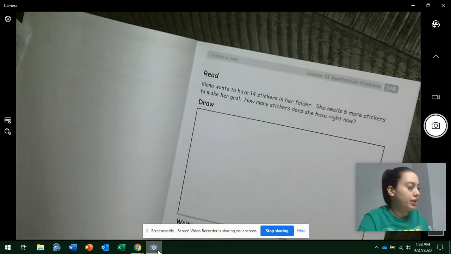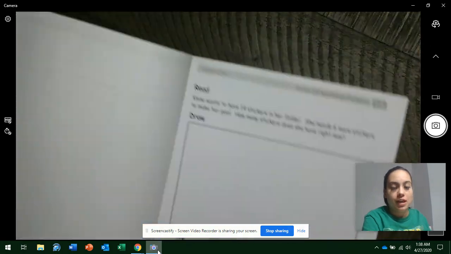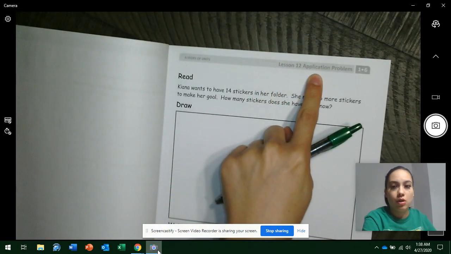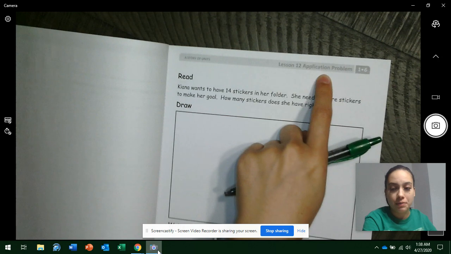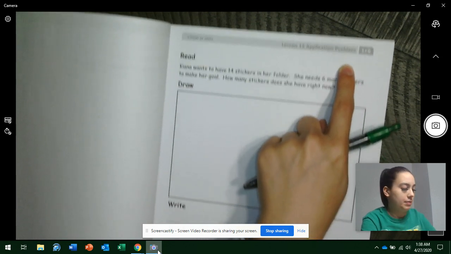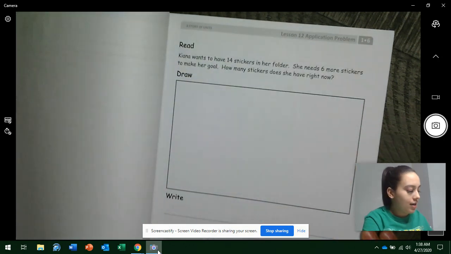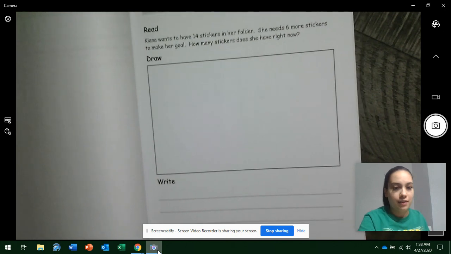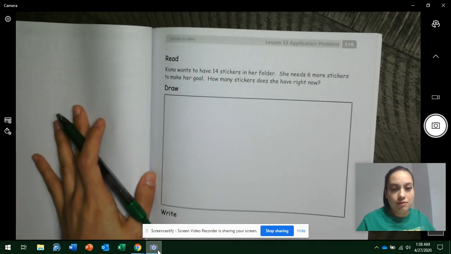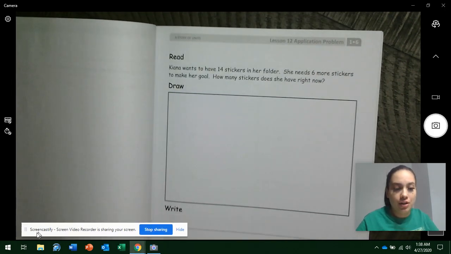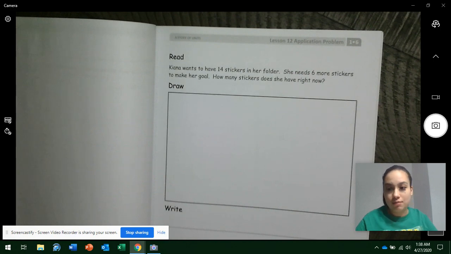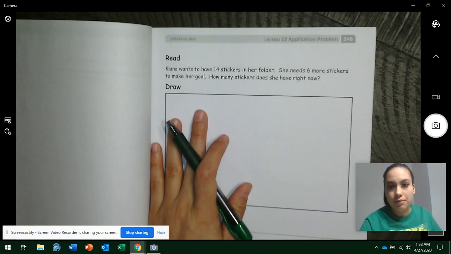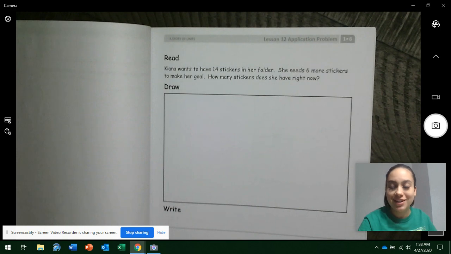So make sure that you have your green workbook and that it's open to lesson 12 application problem, or if you have copies, make sure that it says lesson 12 up at the top, or in your page 67 at the bottom. So I'm going to give you some time. Make sure that you're there. Press pause on the video if you need more time to open up your book or get your application problem ready. And if not, let's start.